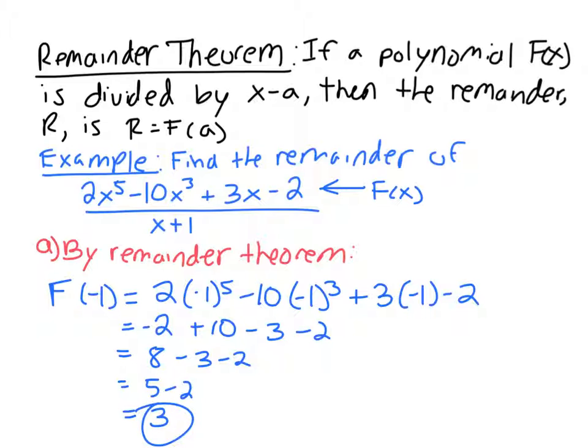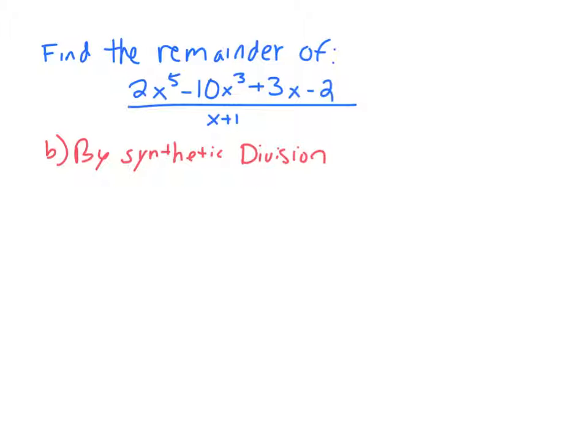So let's say we were to use synthetic division to find this remainder. Let's do that next. Okay, so let's find the remainder using synthetic division. We should get that it's going to be 3 due to the remainder theorem, but let's just test the remainder theorem, okay?